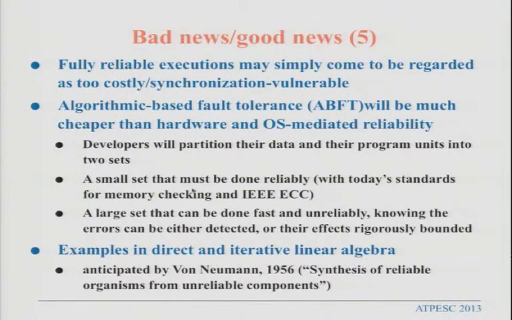We may actually be partitioning our codes. This is a major programming model advance to take advantage of algorithmic-based fault tolerance, which will be much cheaper than checkpoint restart or paying several times the energy cost for ECC exchanges in memory or OS-mediated reliability or making sure messages get through, or whatever. Developers will partition their data and their program units into two sets. A small set that has to be done reliably, just like we would today, just like we would presume we could get today. For instance, to evaluate the latest residual, to check if mass is conserved, to do any number of things that help the user gain insight into the accuracy of the computation where it matters.